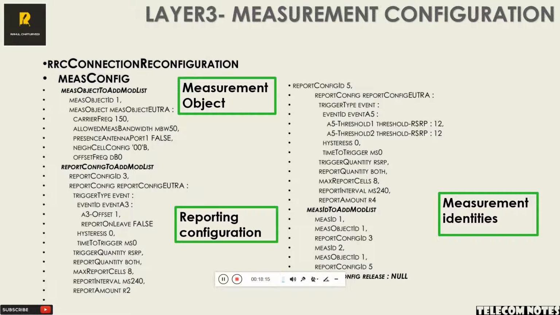Here you can have a look at the layer 3 measurement configuration. In this we have just highlighted the measurement object, reporting configuration and measurement identities. So this is just an example.